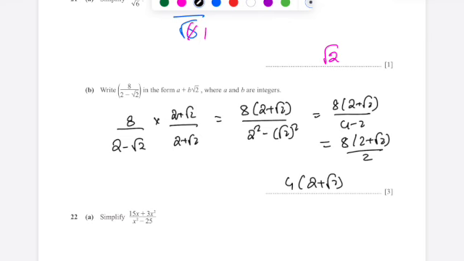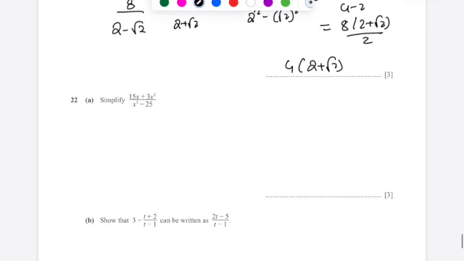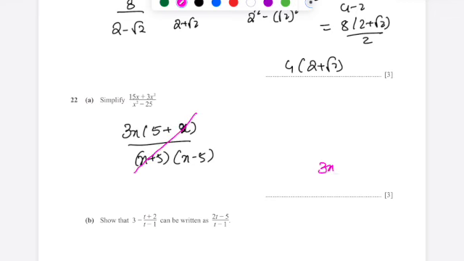Next, simplify. So I'm going to take 3x common. It's becoming 5 plus x divided by, this is x plus 5 times x minus 5. We can clearly see that 5 plus x gets cancelled. 3x by x minus 5.